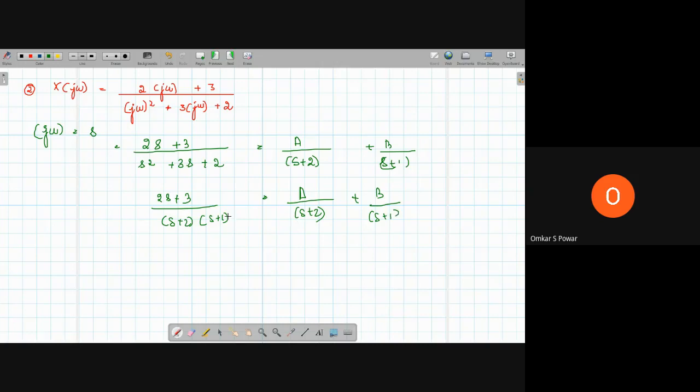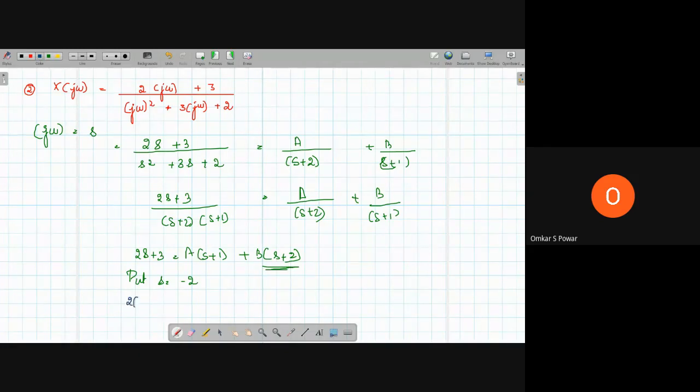So let me take this equation to the right hand side. So 2s plus 3 is equal to a into s plus 1 plus b into s plus 2. Okay, so now in order to get the value of a and b, let us substitute the value of s. So put s is equal to minus 2, so that the b term will be equal to 0 and we will get the value of a.